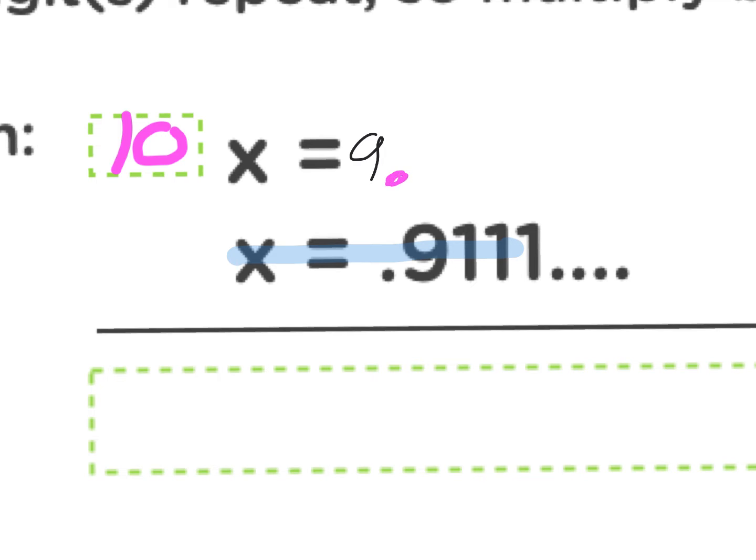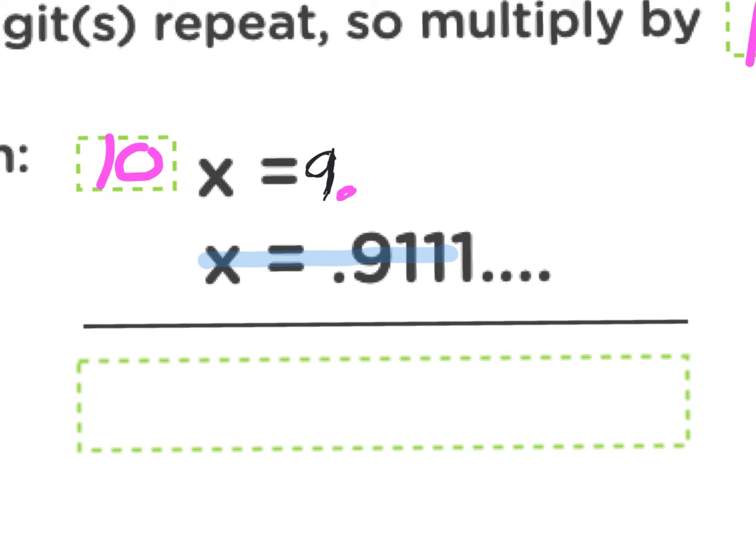I can't stress enough how important it is when you set these equations up that you keep them nice and lined up, that those decimals are lined up right on top of each other, because decimal alignment matters, and we're getting ready to do some subtraction. So instead of 0.9, this is going to be 9.1111, and technically, that is repeating forever and ever and ever.